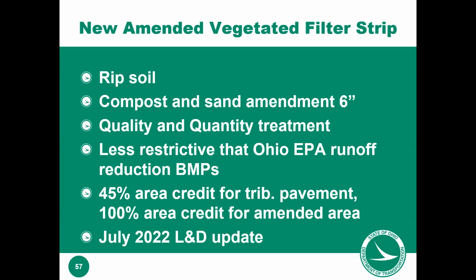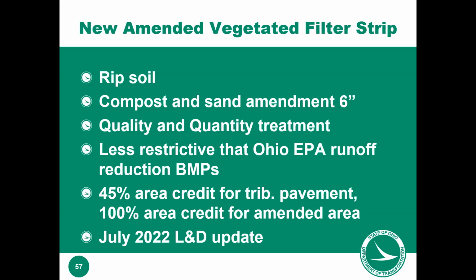So this is also weird because we're basically treating it like an infiltration trench from a credit standpoint, but we know it doesn't work as well as an infiltration trench. So there's going to be some slightly complicated ratio from an area standpoint. We're going to give 45% credit for the pavement that drains to it and 100% credit for the amended area. So that just means if your project would have had to treat 5 acres, now you've got to provide like 7.5 acres of this thing to meet the treatment requirement.